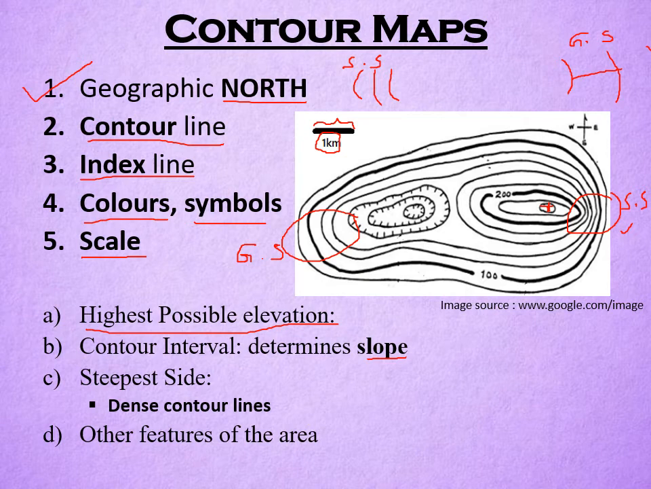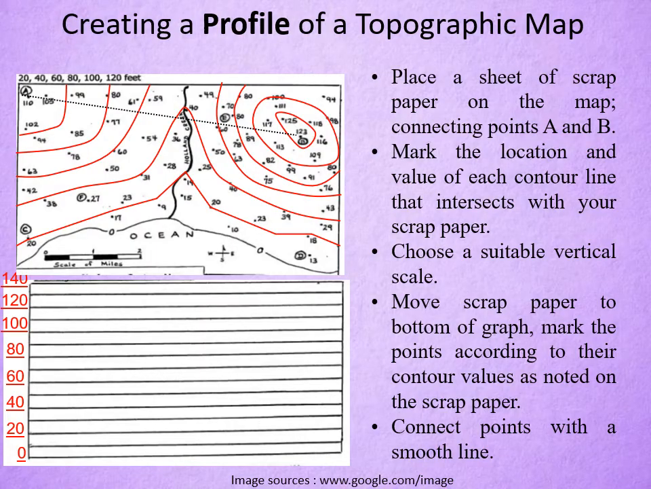The steepest side has dense contour lines, that means contour intervals are low, and along with that other features are also observed, such as buildings, dams, ponds, rivers, forests. They are also shown by different colors and different symbols.